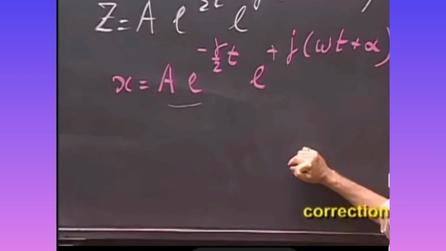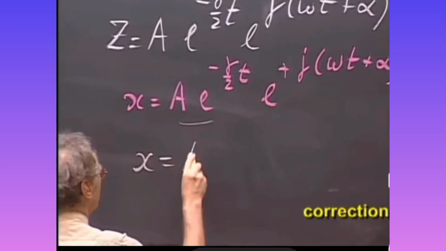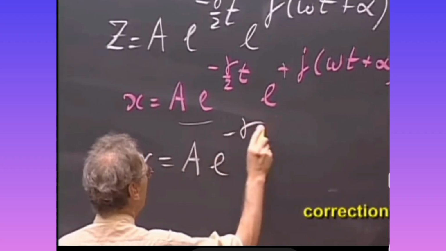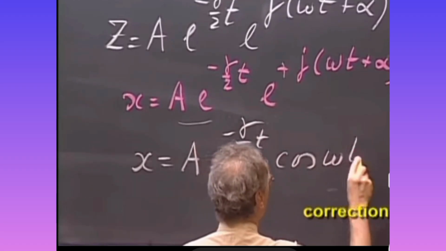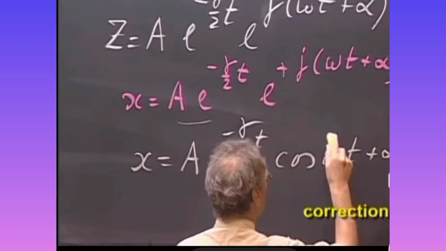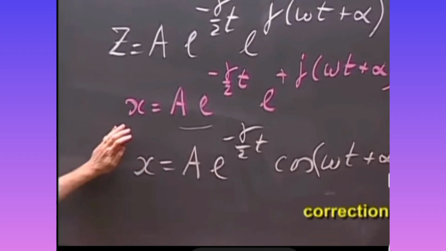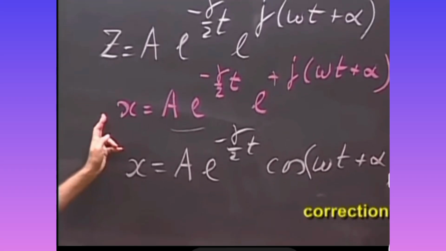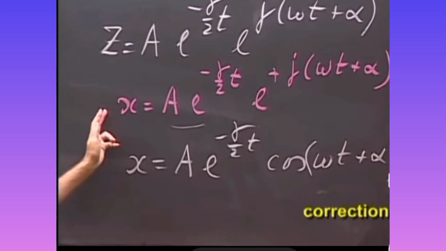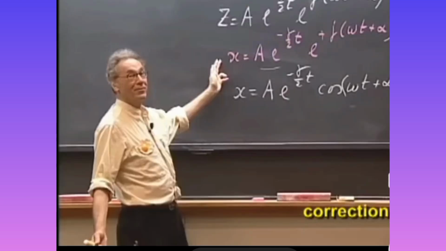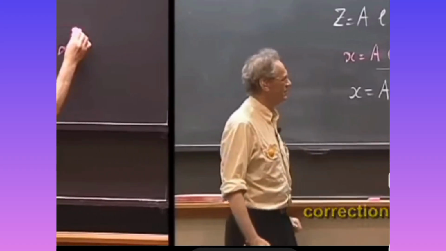So, clearly what I should have written, which is what I will do now, x equals a times e to the minus gamma over 2 times t times the cosine of omega t plus alpha. Now, we are in the real world. You're going to see this equation at least for the next 5 or 10 minutes on the tape. It is a thorn in my side, but there is nothing I can do about it. You just have to live with it.